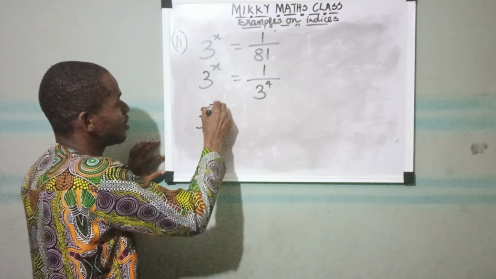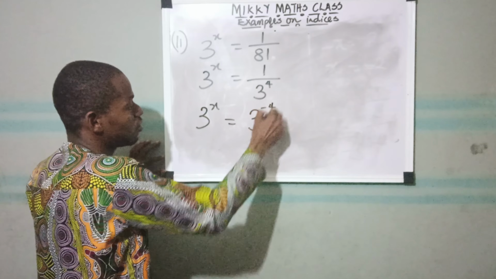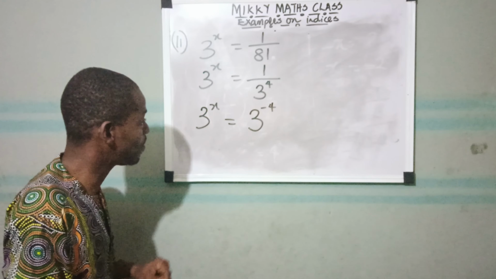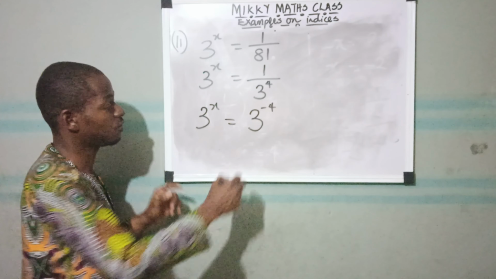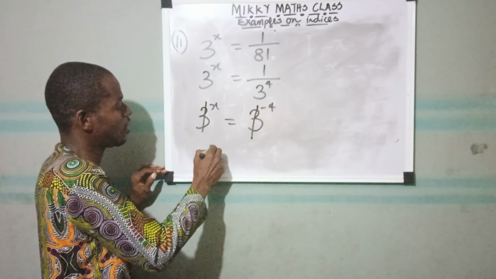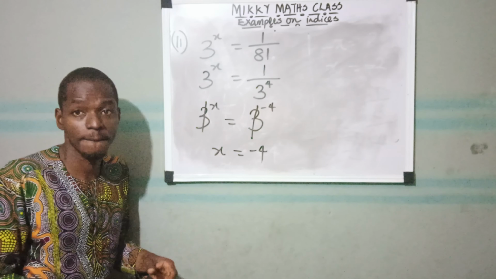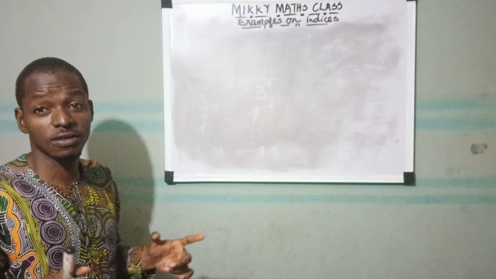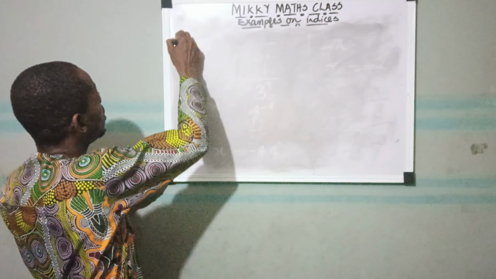So now let's take the reciprocal of this. 3 raised to the power x is equal to 3 raised to the power of minus 4. You should be familiar with this by now. Now they have the same base, so they cancel out. So x is equal to minus 4. Right, let's take example 12, which will be the final example for this series.